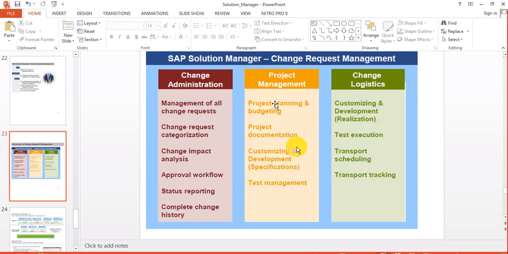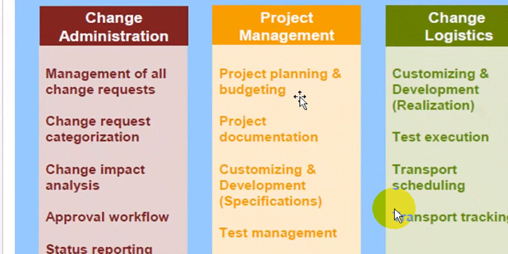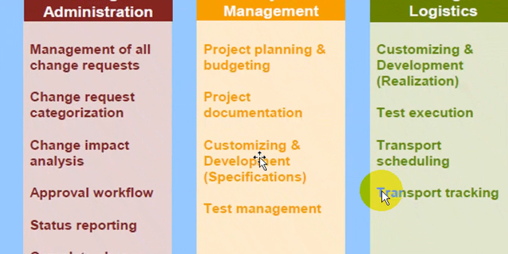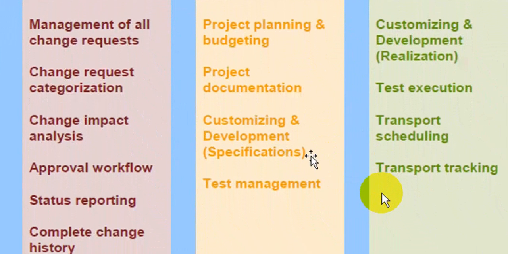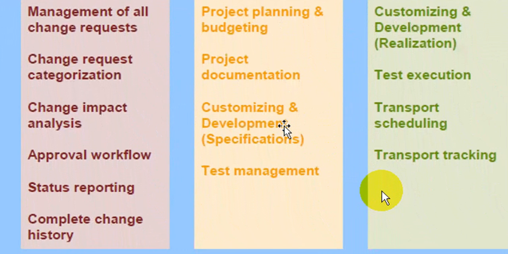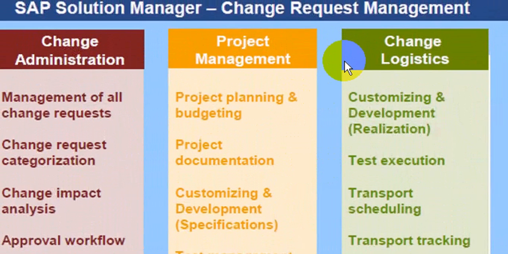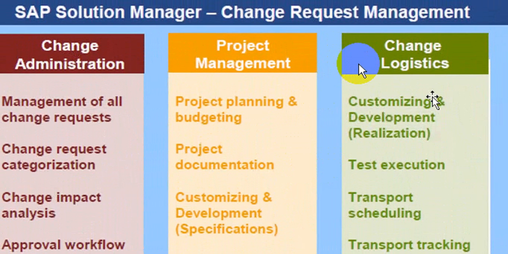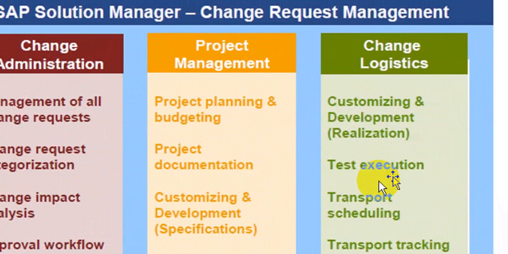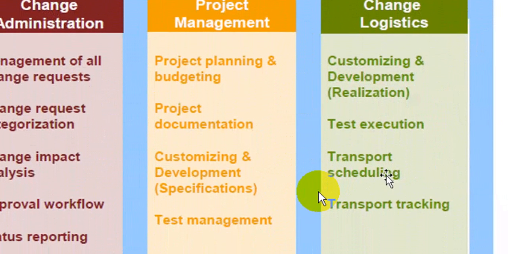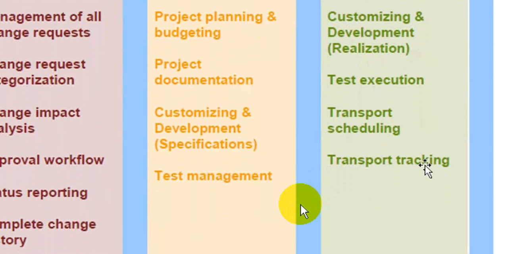Project management means it contains project planning and budgeting, project documentation, customizing and development and specifications. In this project management domain, they are going to test the management. And here, change logistics. It contains customizing and development realization, test execution, transport scheduling, TR reporting, transport tracking.